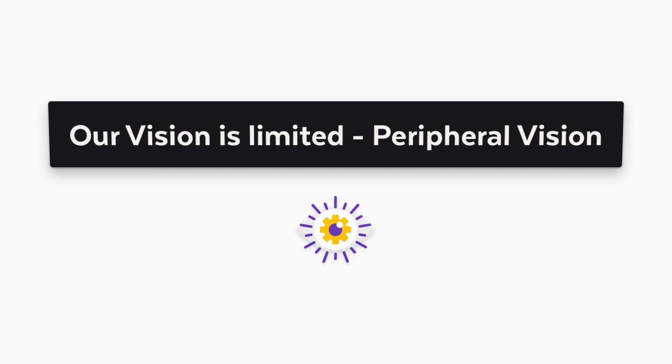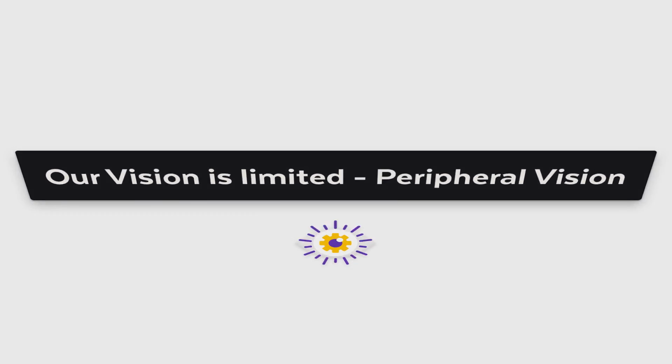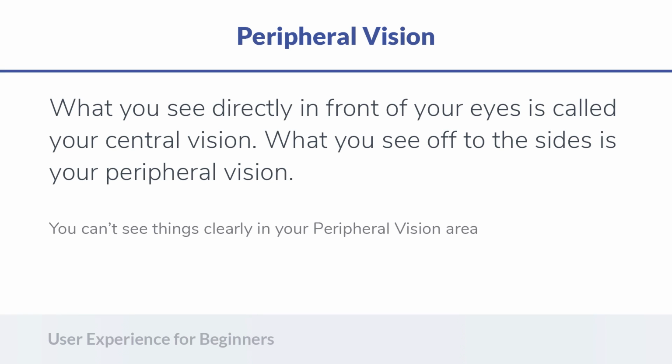Another really awesome concept is how our vision works, how our eye works. We are limited in viewing, so this concept is called peripheral vision. What you see directly in front of your eyes or in the middle of your eyes is called your central vision, which is very clear. What you see off to the sides of your main vision is peripheral vision.